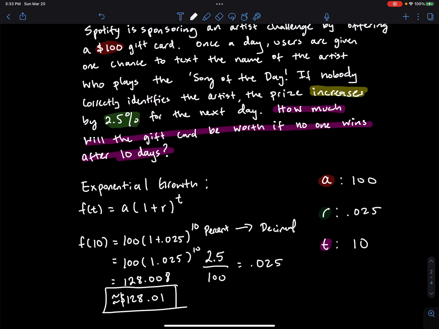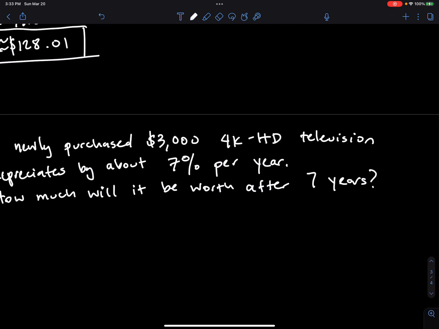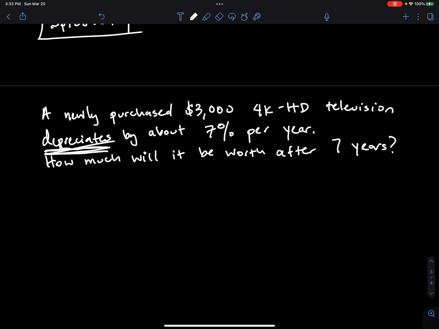Now let's do an example where we have exponential decay. It says a newly purchased $3,000 4K HD television depreciates by about 7% per year. How much will it be worth after 7 years? Again, you have to figure out whether this is an exponential growth or an exponential decay, but we see the word depreciates, which just means decay or decreasing. So this is an exponential decay.